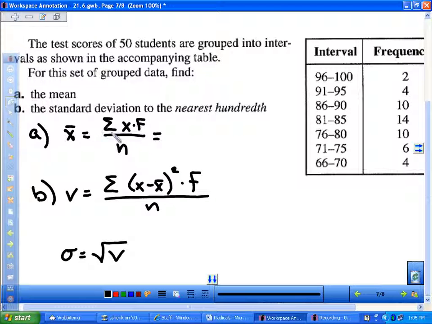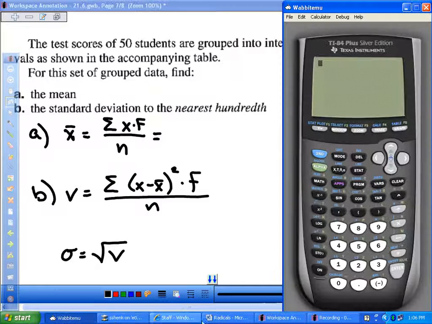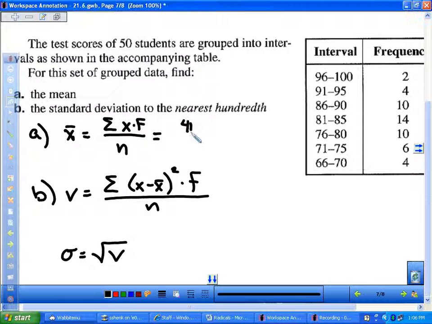How do we now go and calculate this one? Sum L1 times L2. What do they add up to? 4,100. Now they automatically told us here, how many scores do we have? 50. So what do we get? What's 4,100 divided by 50? 82. We've got an average of 82.